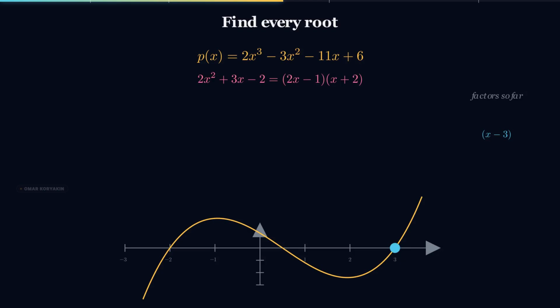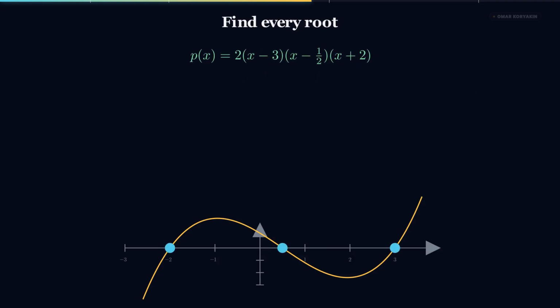You can verify by expanding the product term by term or by the quadratic formula. Both routes lead to the same pair of factors. The two new roots are x equals 1/2 and x equals negative 2. Two more dots glow on the curve at those x values, and the matching factors slide into the list. We now have all three roots and three linear factors.